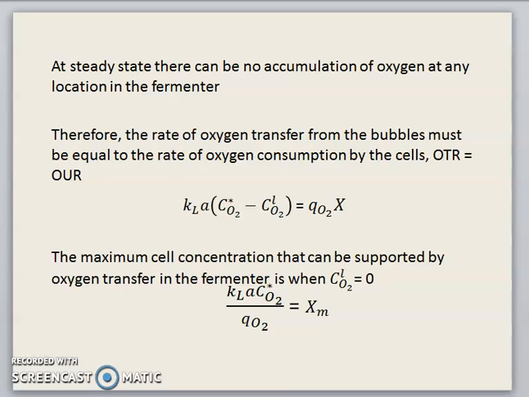The maximum cell concentration that can be supported by the oxygen transfer in the fermenter is when C_O2L is equivalent to 0. Therefore, the equation becomes K_La C_O2* over Q_O2 equals X_M, where C_O2* is the saturation of oxygen dissolved in the liquid.